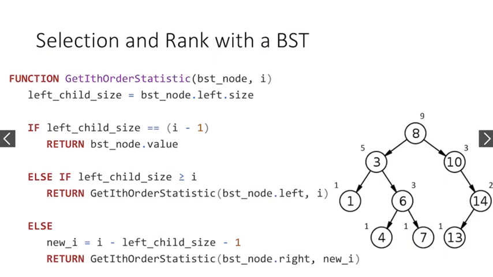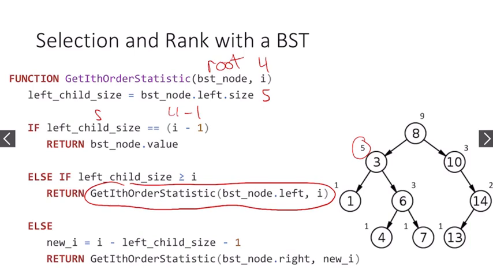So our left child size, we're going to start at the root. So the current node is the root node, and we're looking for the 4th order statistic, so I is 4. The size of the left child is 5. So we're going to compare left child size to I minus 1. So we're going to say 5 and compare that to 4 minus 1. And they're not equal. And in fact, 5 is greater than or equal to I. So we're going to call get ith order statistic on the left node.